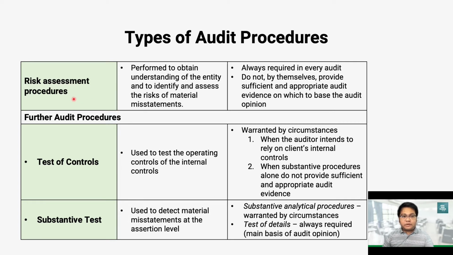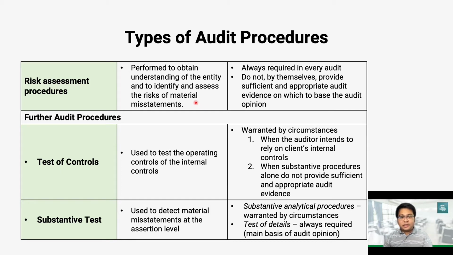So let's start with the risk assessment procedures. Remember, we have repeatedly discussed this one. When we talk about risk assessment procedures, these are the procedures that an auditor performs to obtain an understanding of the business of our client, including internal controls, and to identify and assess the risk of material misstatement. Normally we perform these procedures during the planning phase of the audit, including the study and evaluation of internal controls.